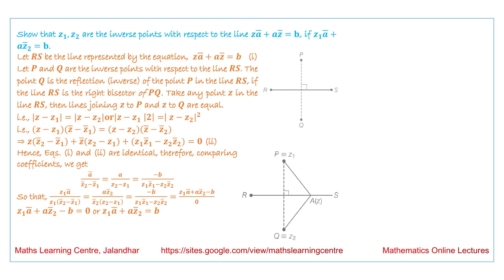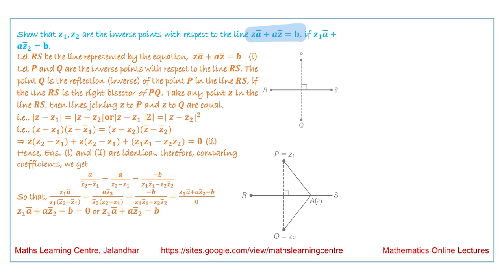So based upon this, we have to show that Z1, Z2 are inverse points with respect to the line. The equation of this line is given: Z A bar plus A Z bar is equal to B. We have to show that Z1 A bar plus A Z2 bar is equal to B.